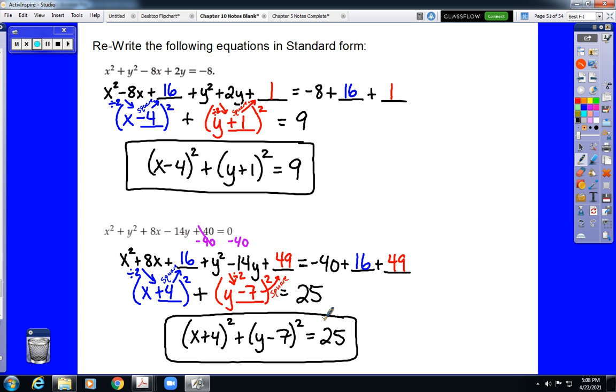Okay, there are 3 of these on the next slide. I'd like you to pause the video and try those 3 examples on your own, and then resume the video to see how you did. I'm going to do those 3 examples much faster than I did these first 2 examples. Go.